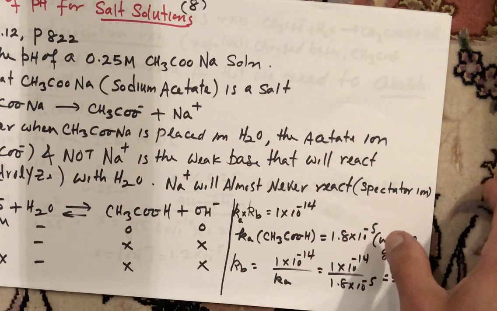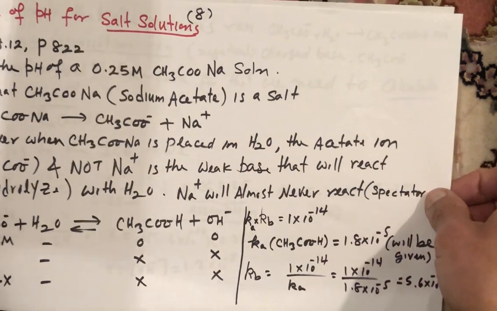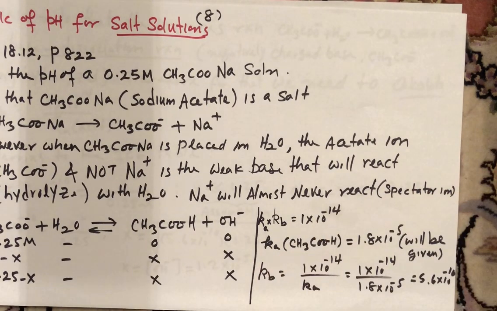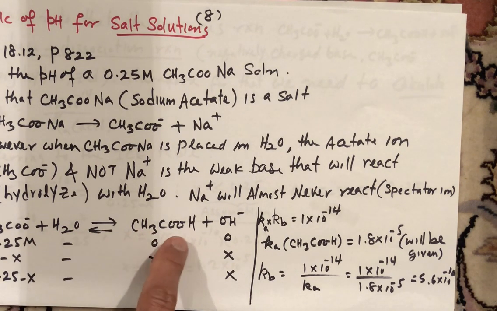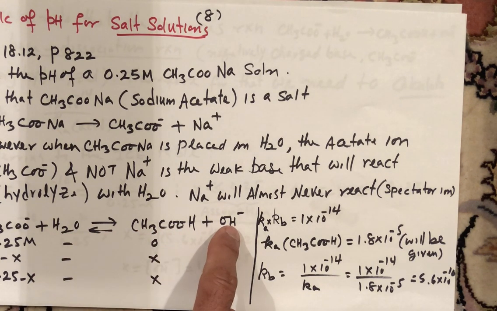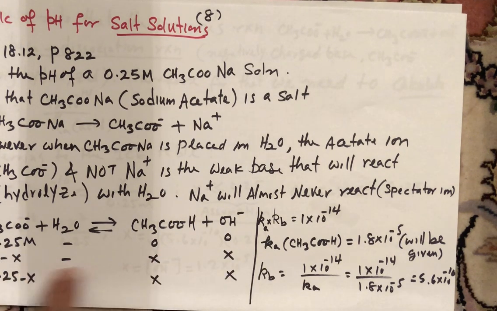It's called a hydrolysis reaction. So the negatively charged ion is going to react with water, and it's going to grab a hydrogen from water. So therefore that becomes acetic acid, and water is left with one less hydrogen, OH minus. And we set up the table for it: 0.25, 0, 0, minus x, x, x, 0.25 minus x, x, x.